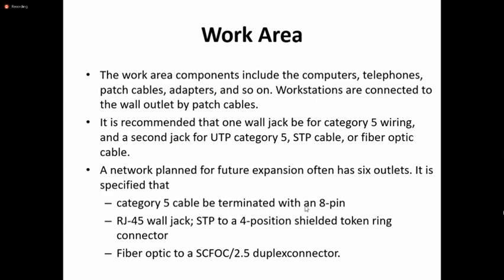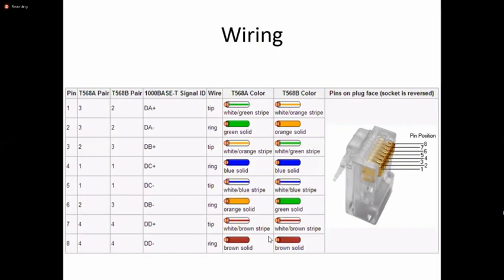Right. So Category 5 cable, you have to connect with an RJ45, 8-pin connector. If you are using STP, you have to use this sort of token ring connector, and for fiber optic, this sort of connector. So this is the RJ45 connector. This is a new connector. You can see the pins are all up, right? So this is the color standard, A and B. This is the color of the wire that should go to each of these pins according to the standard, right?